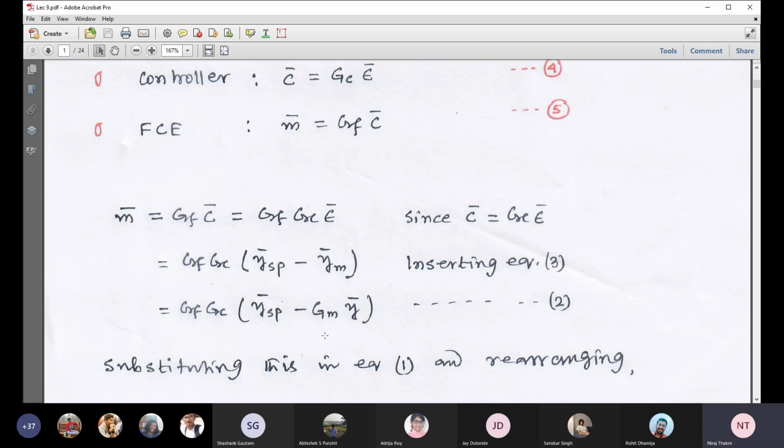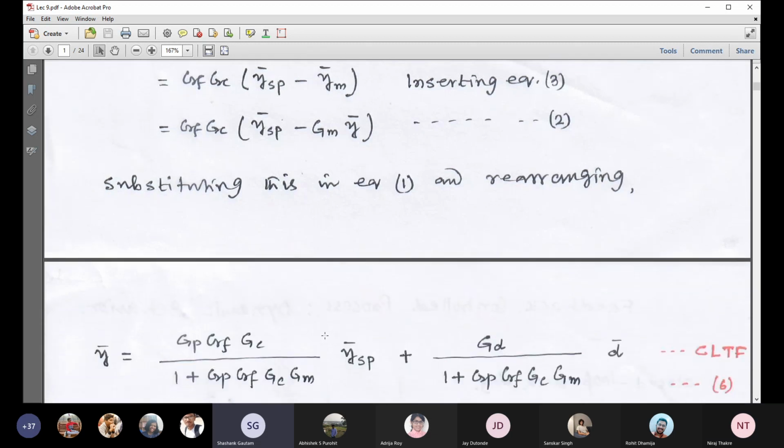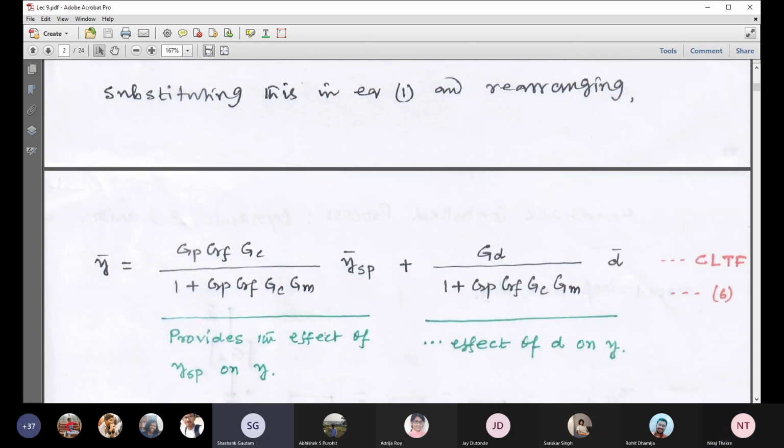Who told the last correct expression, the denominator term? Sir, 19CH 30008. Yes. Anyone else got the expression? Yes, sir. Tell me, what is the denominator term only? So 1 plus GP GF GC GM. Yes. I think you can verify now. This is the expression.